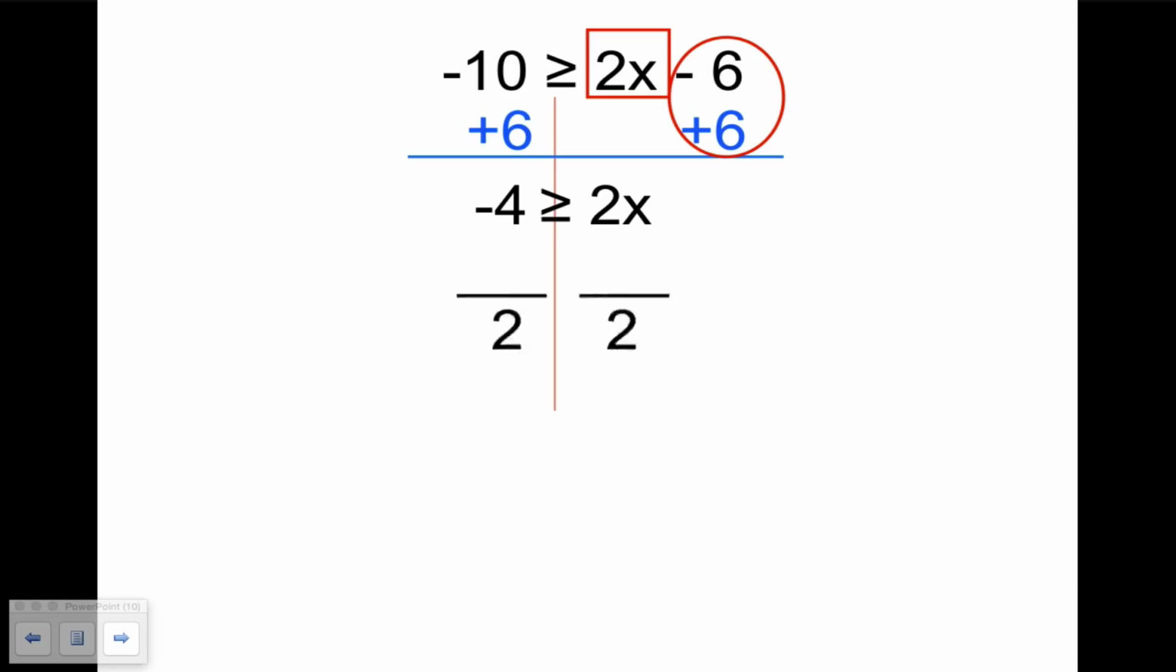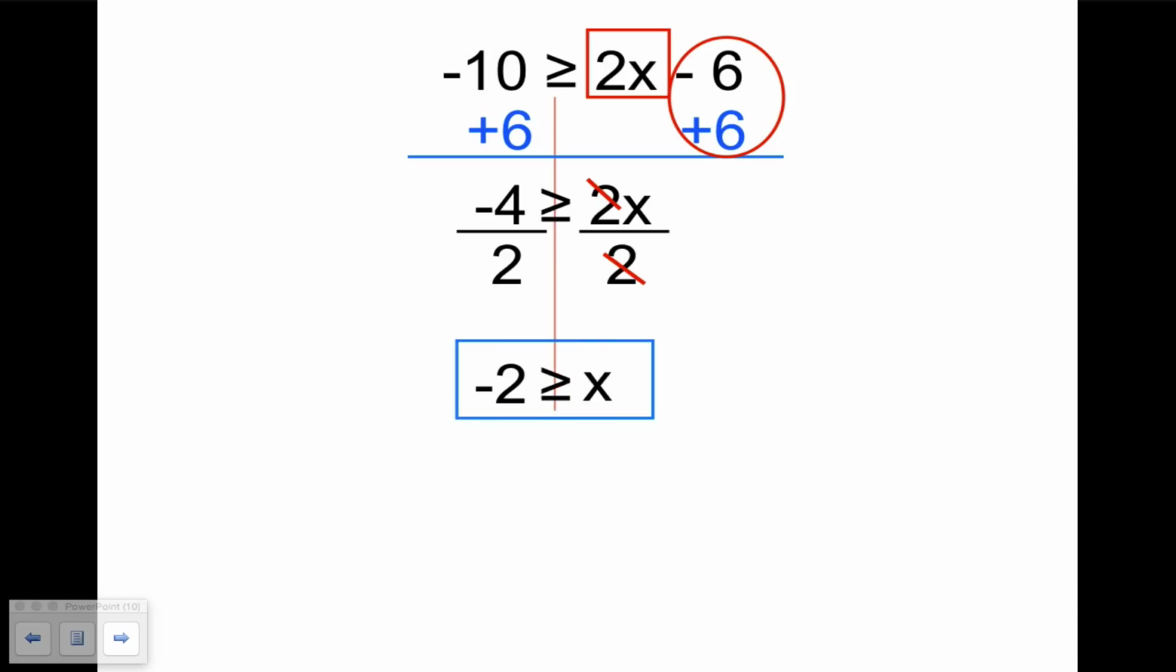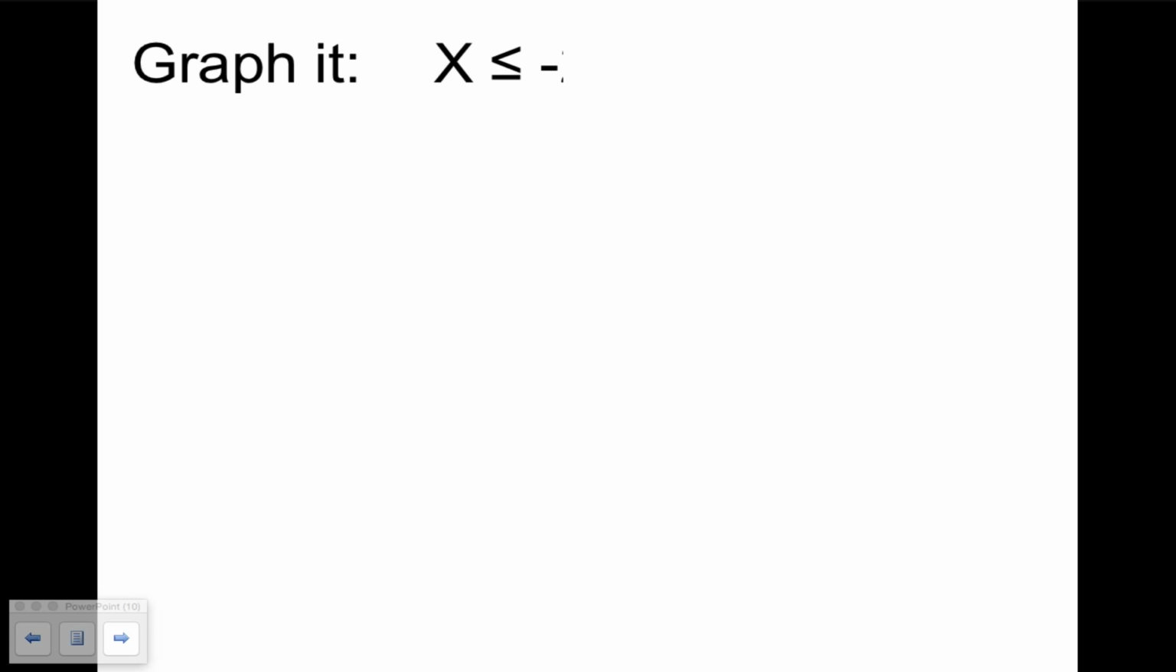Now divide by 2, and you have that negative 2 is greater or equal to x. Prior to graphing, we probably want to turn this around. So I'm going to rewrite it as x is less than or equal to negative 2. So when you turn around your inequality, the sense or direction does reverse. The alligator still wants to eat the negative 2. But this is the way that helps us to graph it.